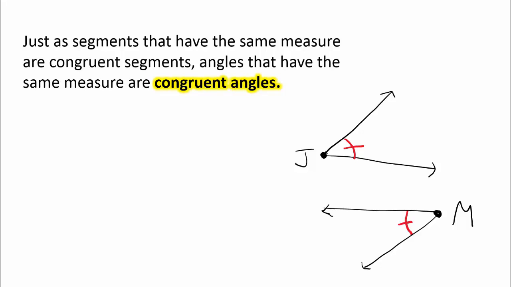Another way to show congruent angles is by the notation you see here. So we can easily say that angle J is congruent to angle M because they have the notation. Sometimes it's just a ticky mark inside of the angle. So if it has 1, it'd be congruent to another one that has 1. And if it has 2, it would be congruent to another one that has 2 as well.